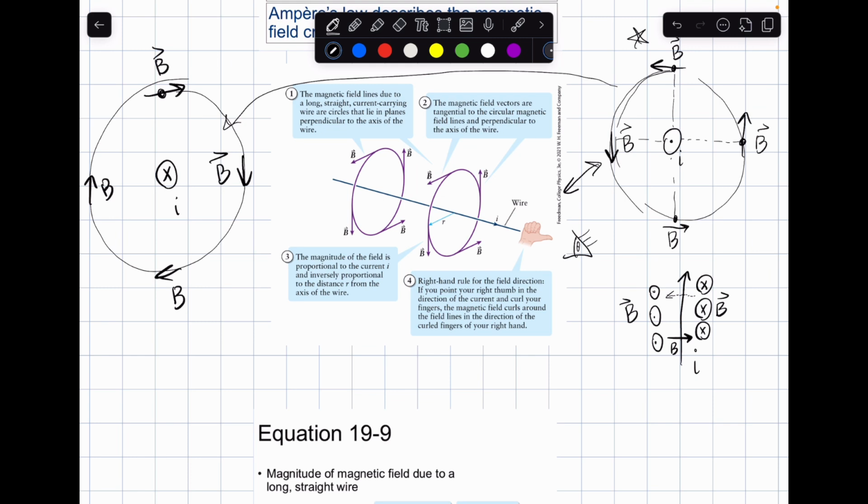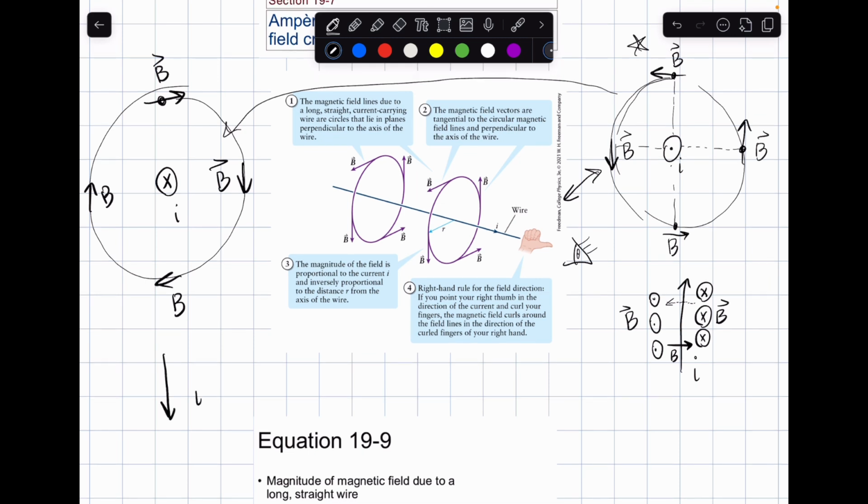So in this perspective where the current is moving down, we're going to point our thumb down, and then our fingers on the left side will be into the page for the B field. Below the wire, they're going to be going this way. To the right of the wire, they'll be pointing out of the page.